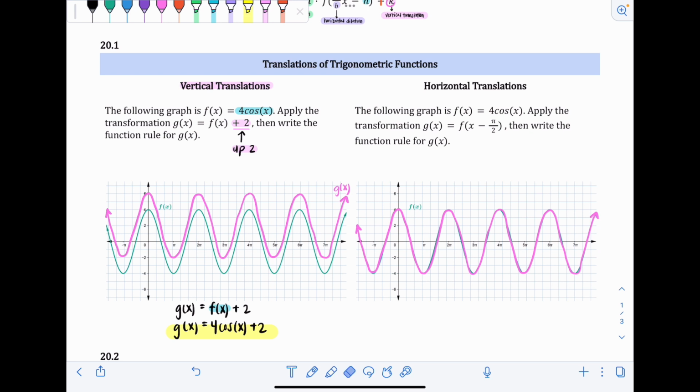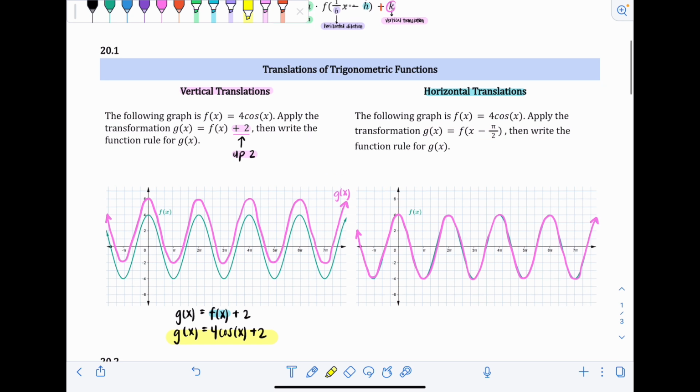Okay, and then horizontal translations on the right side. For horizontal translations, it says the following graph is f of x equals 4 cosine of x. It's the same original function as with the vertical translation section. Apply the following transformation of g of x equals f of x minus pi over 2, and then write the function rule for g of x. So same kind of approach.